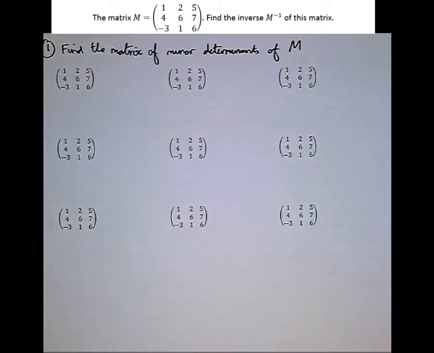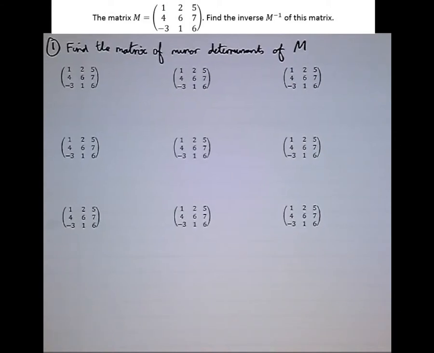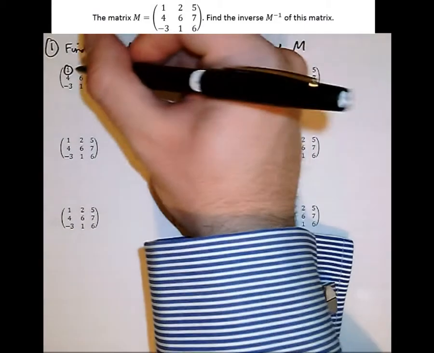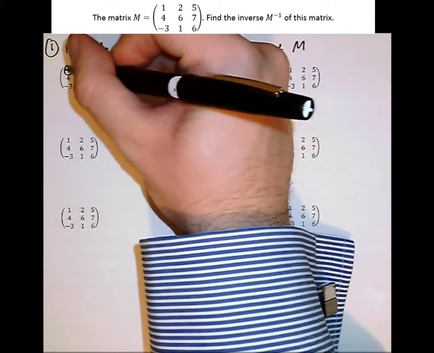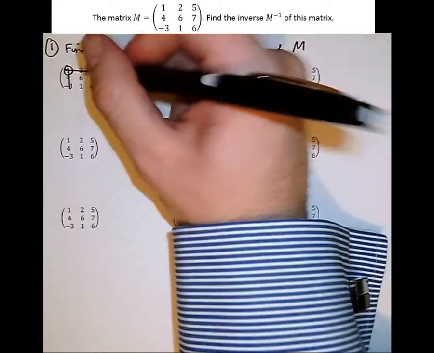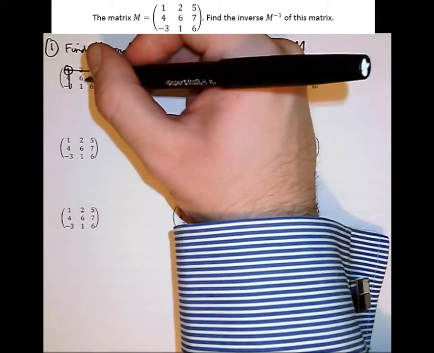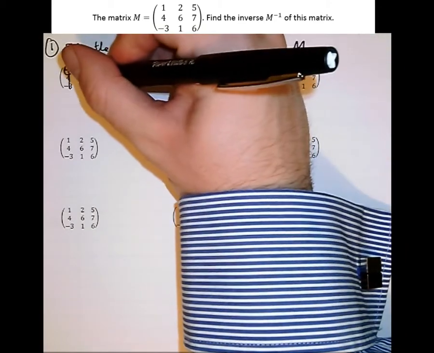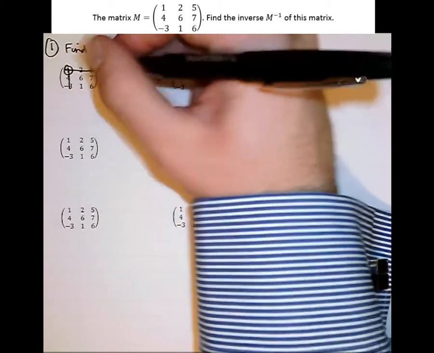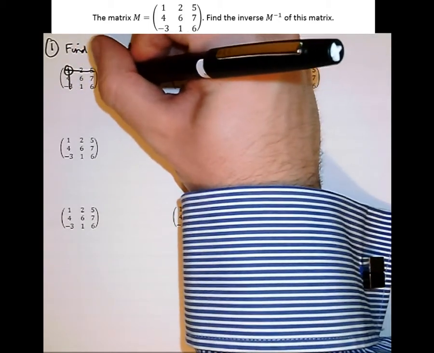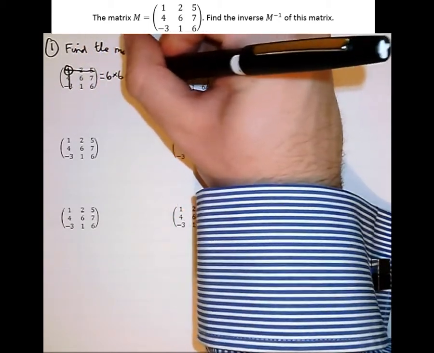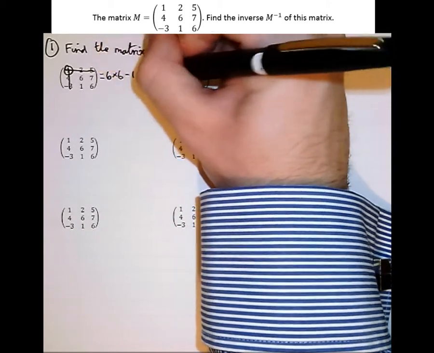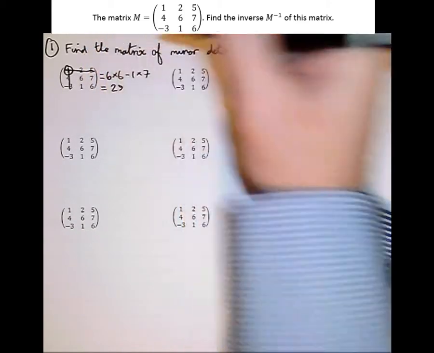of M. So in a matrix, every element has its own what's called a minor determinant. Let's take this element here, 1. The minor determinant of 1 is obtained by crossing out its row and column and then finding the determinant of the matrix that remains. The matrix that remains here is 6, 1, 7, 6. Find the determinant of that: 6 times 6 minus 1 times 7. So 36 take 7, which is 29.